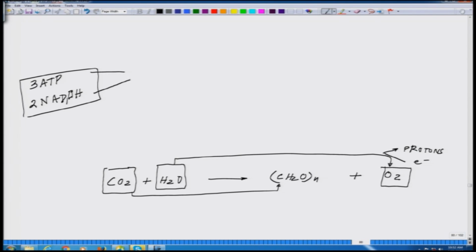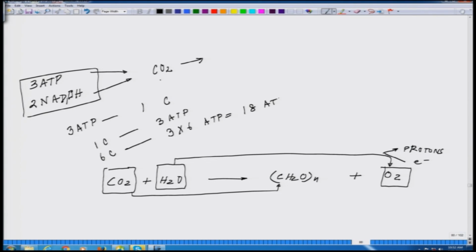This is what is needed to add one CO2 molecule. So for 6, you will be needing 6 times of this. Essentially, 3 ATP for 1 carbon. So for 6 carbon you will be needing 3 multiplied by 6 ATP, which is essentially 18 ATP molecules.